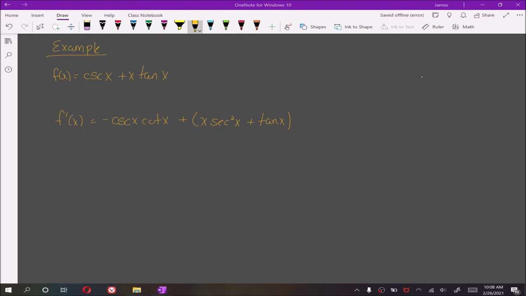Now just to write this in a more aesthetically pleasing form, we can write x secant squared x plus tan x minus cosecant x cotangent x. It's just my personal preference to have negatives occur at the end of the function whenever possible.